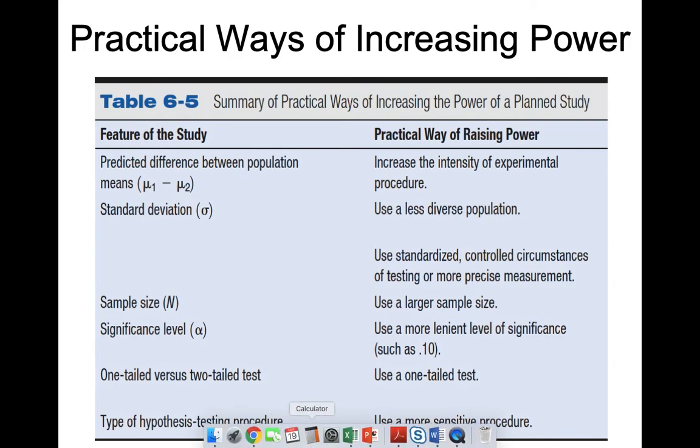And then the type of hypothesis testing procedure. I won't get into that, but there are certain statistical procedures that are more sensitive. But for the purposes of the exam, you should really just be able to know and recognize these five features.